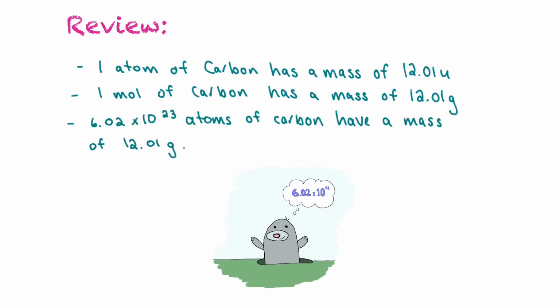So let's just recap a little bit. If you remember, one atom of carbon has a mass of 12.01 atomic mass units. Then we learned that a mole of carbon has a mass of 12.01 grams. So 12.01 grams per mole of carbon, that's how many you have in a mole. That's also equivalent to 6.02 times 10 to the power of 23 atoms. And that's also a mole, and it also equals 12.01 grams. So all of those things are equivalent values.